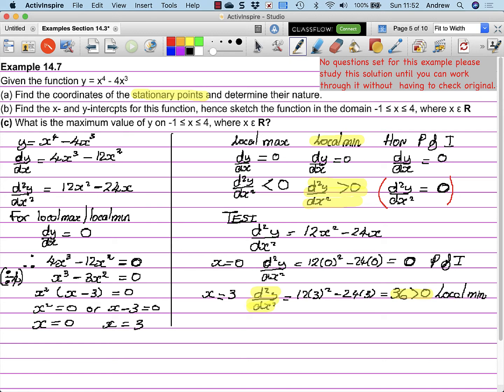Now we're going to be doing a sketch of the curve, and when you do a sketch of the curve, you need to know key values. So we need to work out the y values for these two input numbers. So back over onto the left-hand side, I'm now going to write down y is equal to x to the power of 4 minus 4x cubed, and I need to work out the corresponding y values for x equals 0 and x is equal to 3.